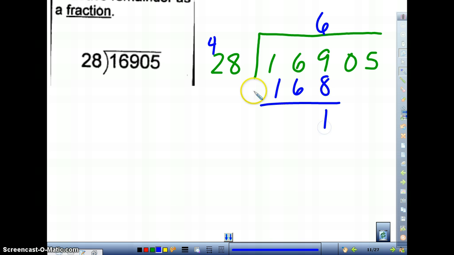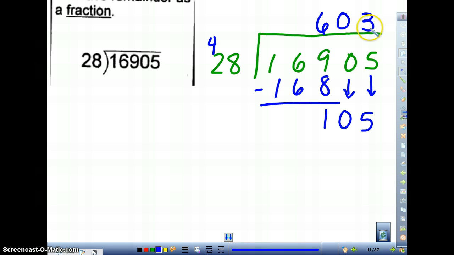All right, let's bring down this 0. Here's a big error that kids make all the time. How many times does 28 go into 10? It doesn't. You must put a 0 right there. Now, bring down that last 5. How many times does 28 divide into 105?